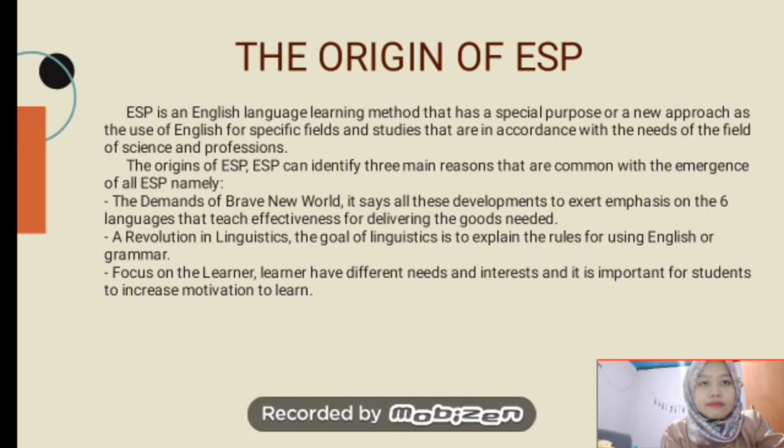The first is the origin of ESP. ESP is an English language learning method that has a special purpose or a new approach, as the use of English for specific fields and studies that are in accordance with the needs of the field of science and provision.